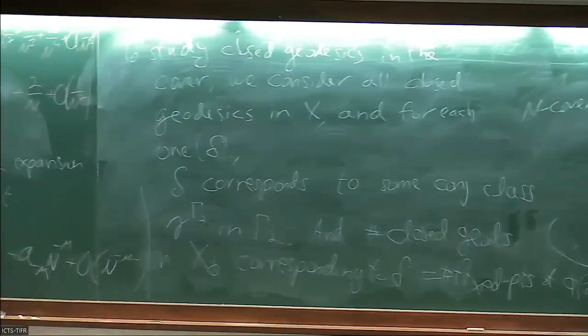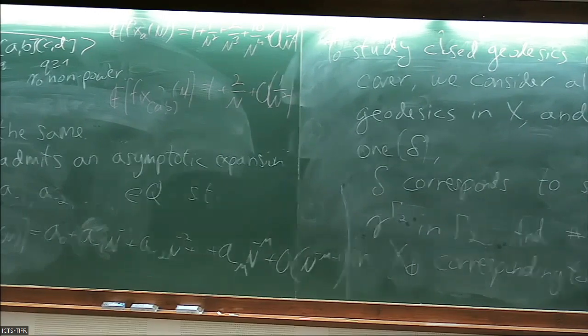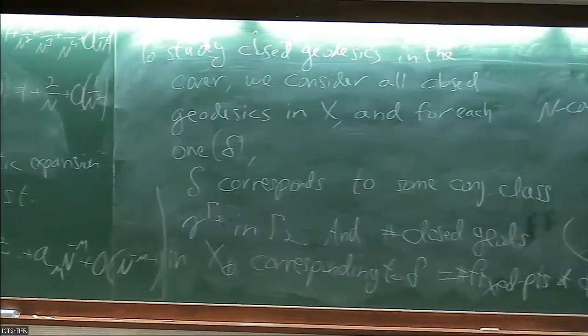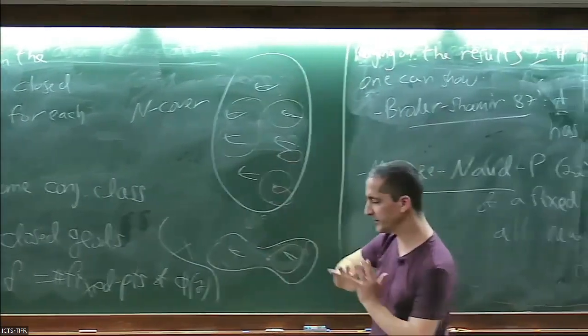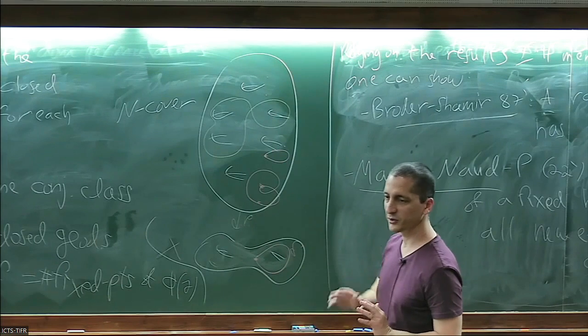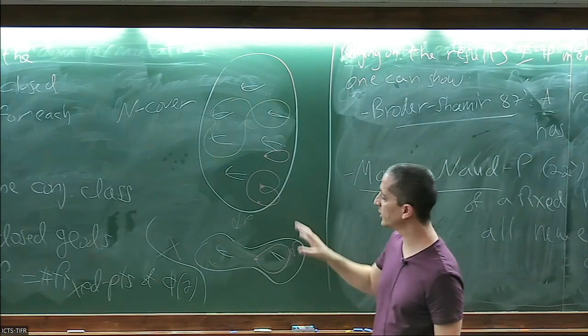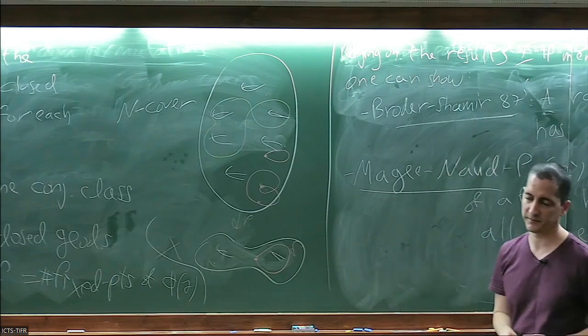Actually, you can show that all the geodesics here that project to something which is a power, not a primitive geodesic, this whole set is negligible in the Selberg formula. You can throw them away and just deal with those that project to primitive geodesics. So this is true.